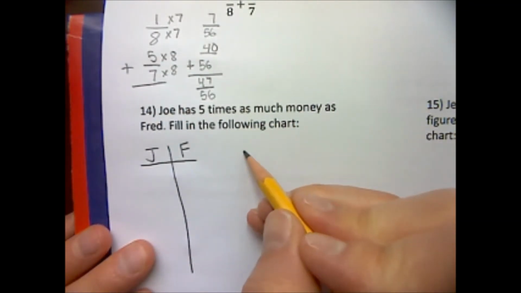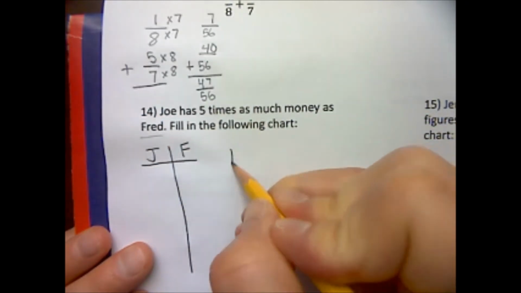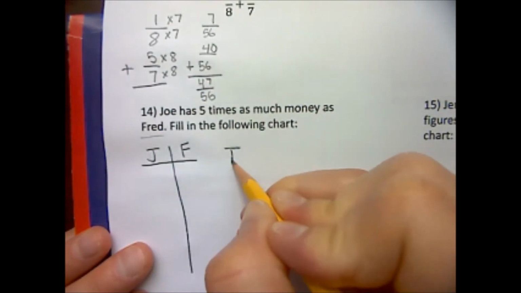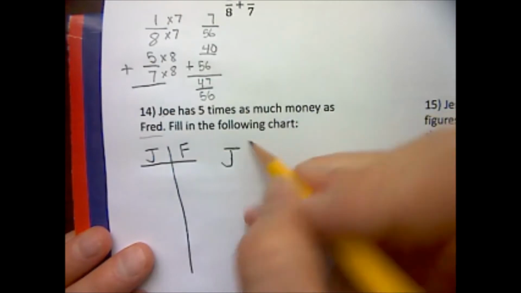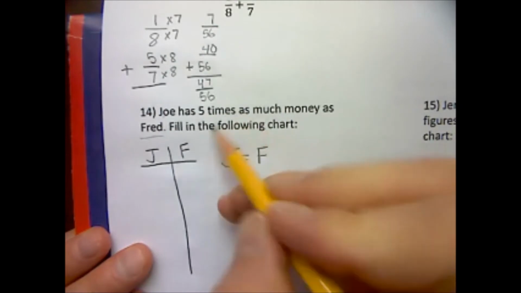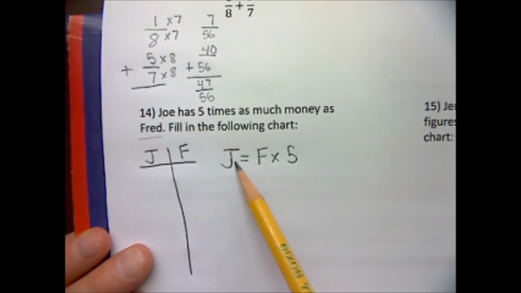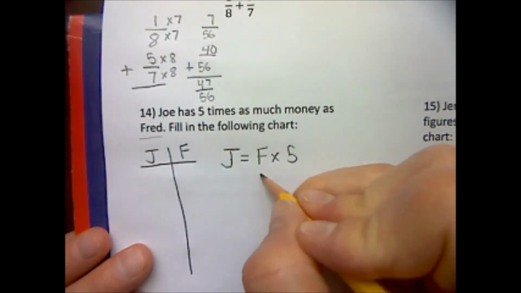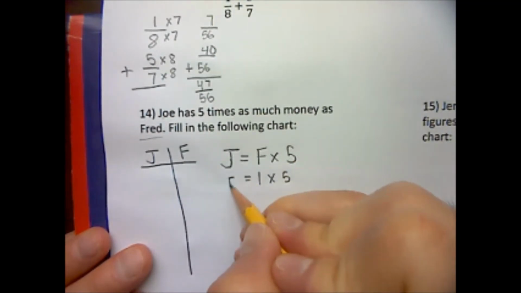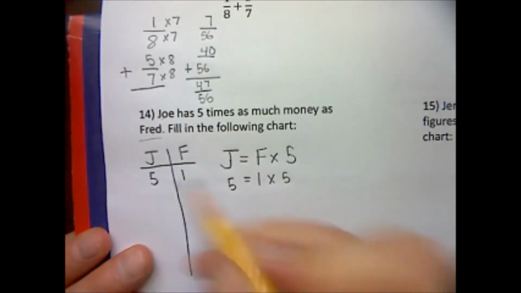We have Joe. We have Fred. Fred is the second person mentioned, but I'm going to start with Joe. The first person in the equation, that's what you start with. How much does Joe have? Joe has whatever Fred has times 5. Okay? Let's see if that makes sense. If Fred has $1, I multiply that $1 times 5, and that'll give me 5, and that's how much Joe has. So if Fred has 1, then Joe has 5.